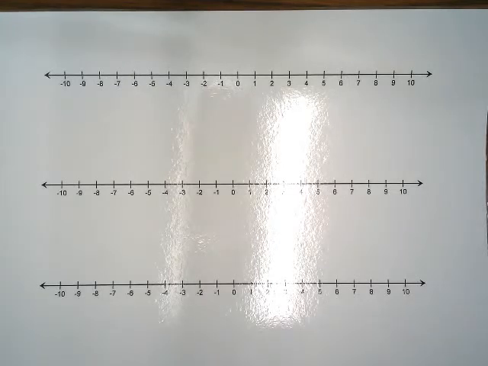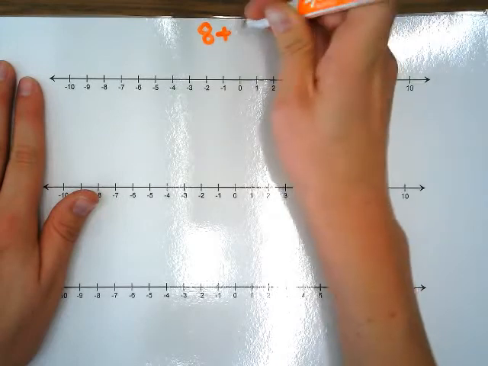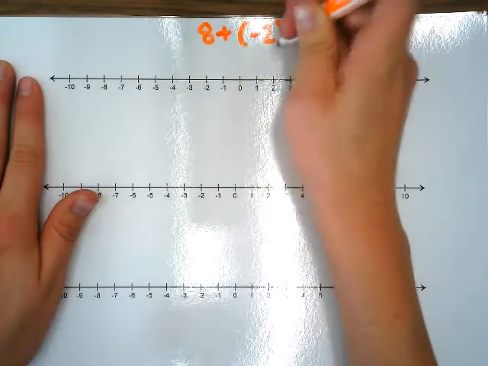Here I'm going to show you how to add positive and negative numbers on a number line. We're going to start with a problem like 8 plus negative 2.